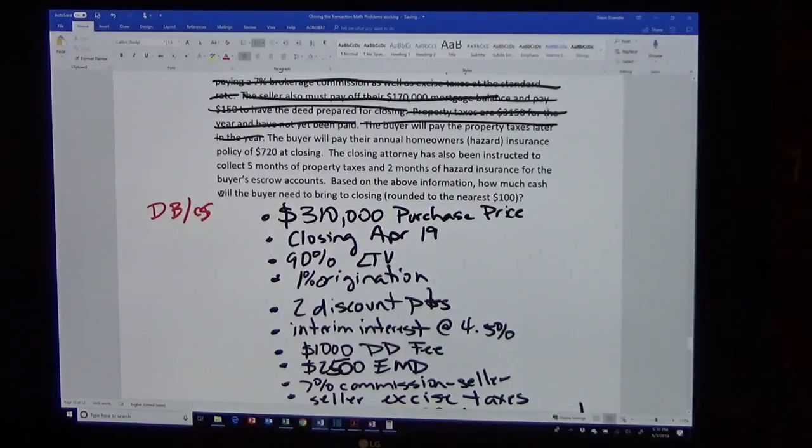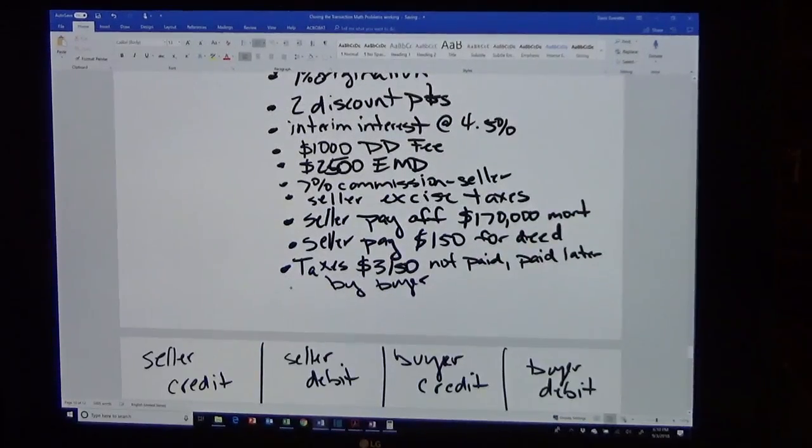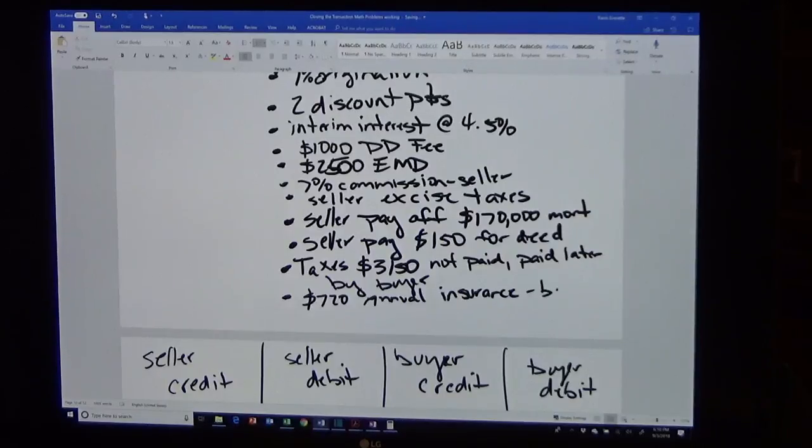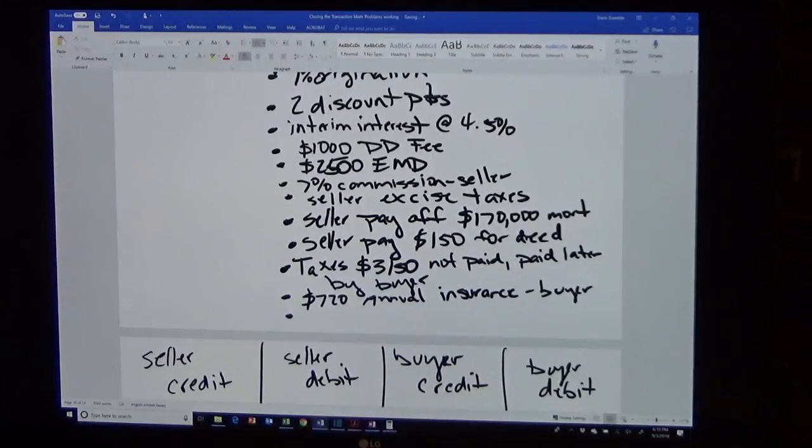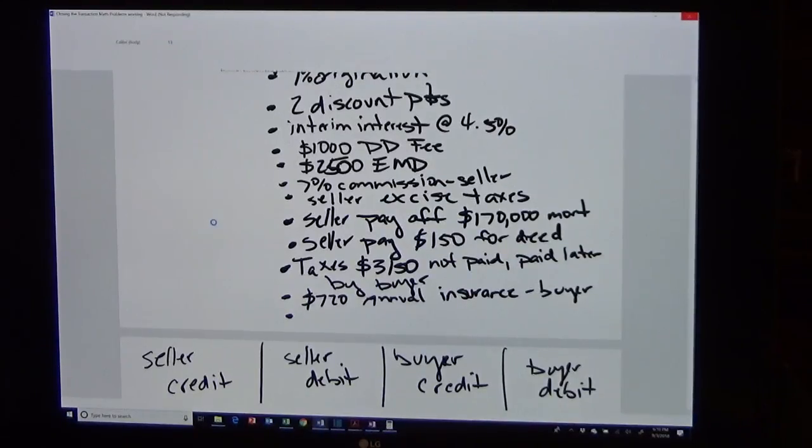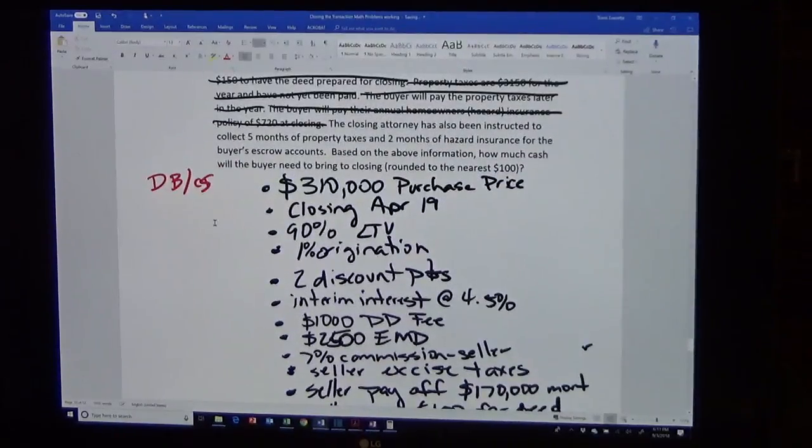The buyer is going to pay their annual homeowner's insurance policy of $720 at closing. So the buyer's paying $720 annual insurance premium. Buyer. And then we've got, running out of room is what we've got. Hang on. My computer's thinking. Good thing it's the last question.